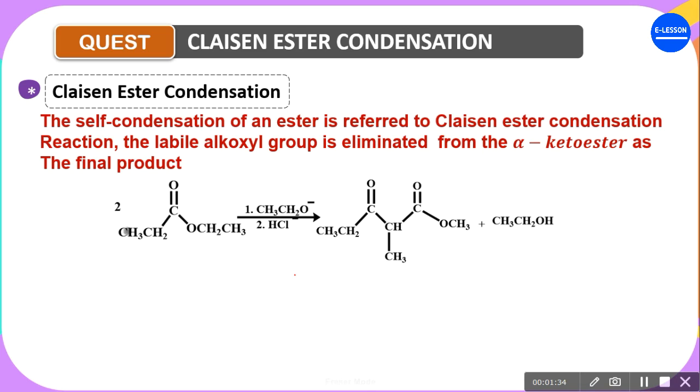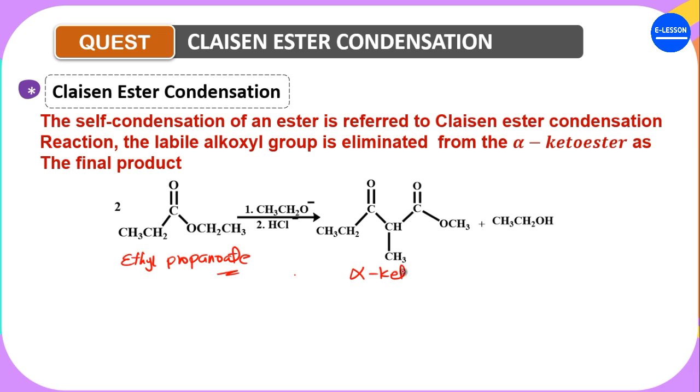Now, if you look at what we have here, these two are telling us that we have two molecules of the ester. This is an ester, of course. This is ethyl propanoate. Okay, it's an ester. Now, when ethyl propanoate condenses with itself, it forms this, which is an alpha ketoester.